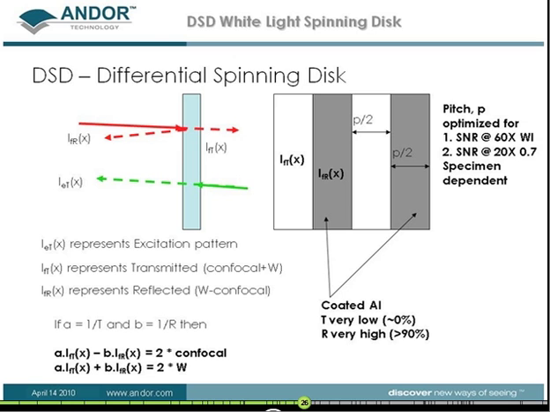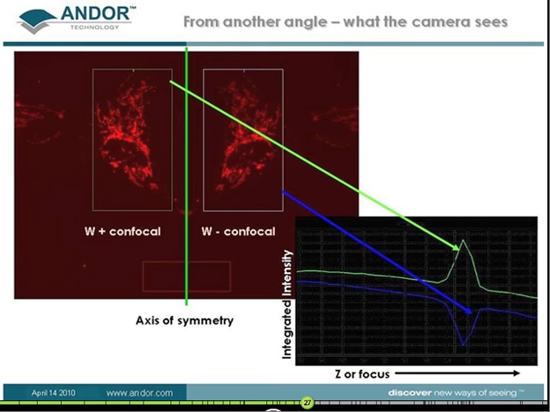And if we do a weighted addition of these, we can end up with the wide field. So this means it's very easy with the instrument to switch, with a flick of a switch, as you can do within the software, to achieve either wide field or confocal. But before we get there, we have to do a bit of image processing. This is what the camera sees when you're imaging. It sees the wide field plus confocal on the left-hand side and the wide field minus confocal on the right.